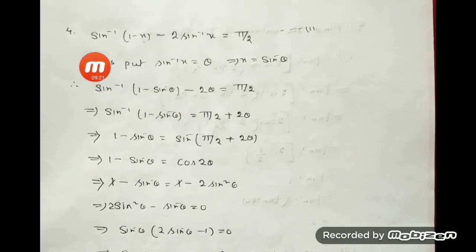Okay? Now see the next question. This is also from your textbook. Sine inverse of 1 minus x minus 2 sine inverse of x equal to pi by 2.